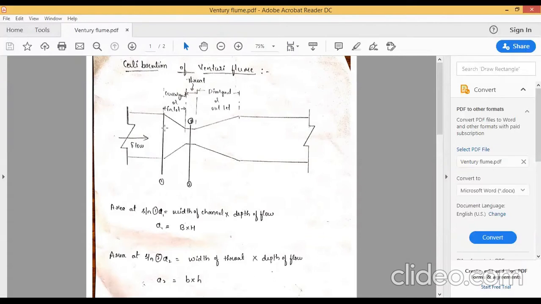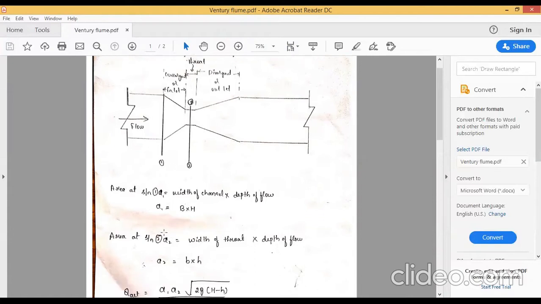What will be the depth of flow at the inlet? So let us say A1 is equal to capital B into capital H. This is the width of channel and depth of flow at inlet. And then again you have to find out depth at throat. So section 2, A2 is equal to width of throat into depth of flow at throat. Let us say small b is the width of throat and small h is the depth of water at the throat.